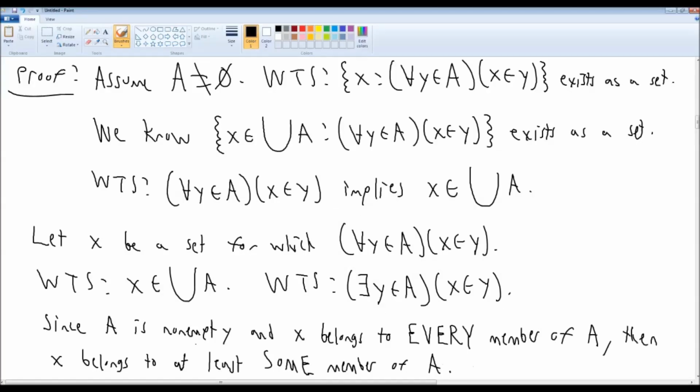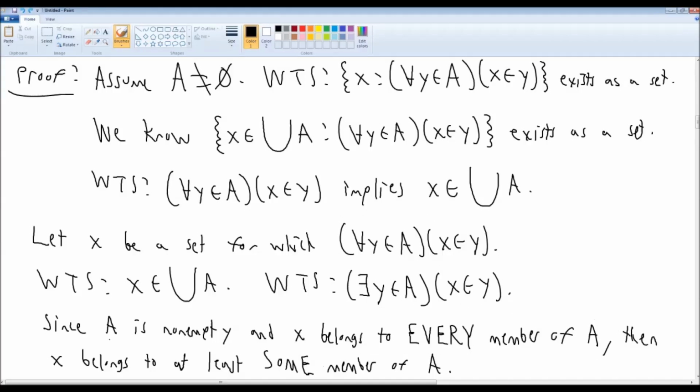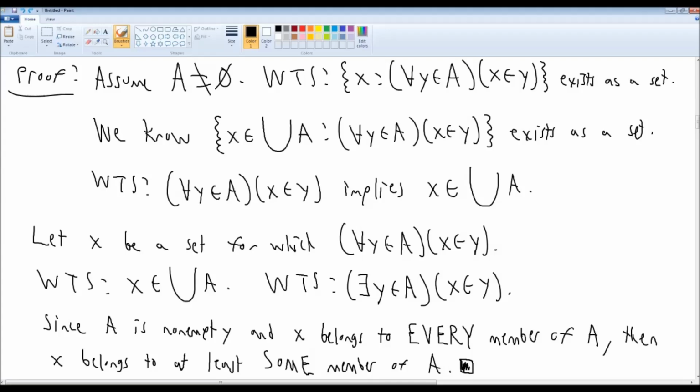And so now here's the thing. Since we know that A is non-empty, because that was our assumption, and we know that X belongs to every member of A, that's what this means in quantifiers, then it follows that X has to belong to at least some member of A, right? Because if A has at least one member and X belongs to every member, then it has to belong to some member. And since it belongs to some member, then that means this is true. And so that finishes the proof.